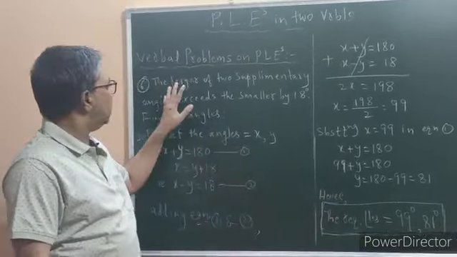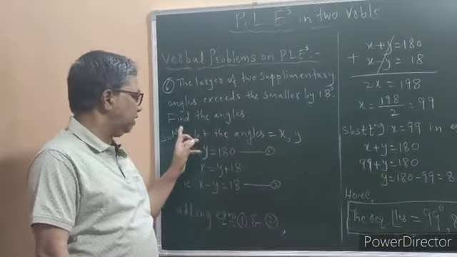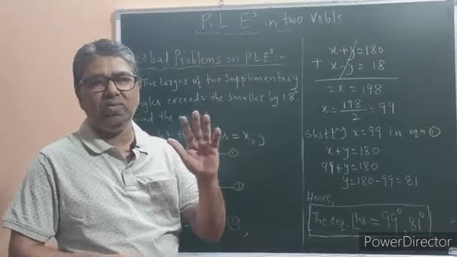So in this way, the larger of two supplementary angles exceeds the smaller by 18 degrees. Find the angle means the angles are 99 degrees and that of 81 degrees.